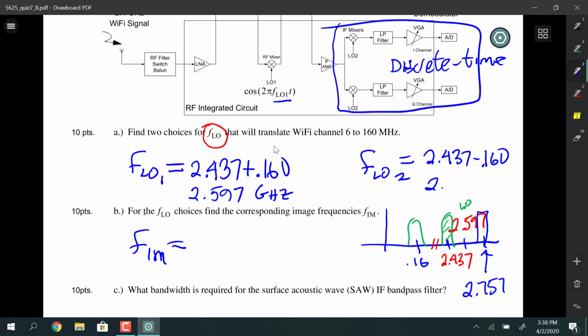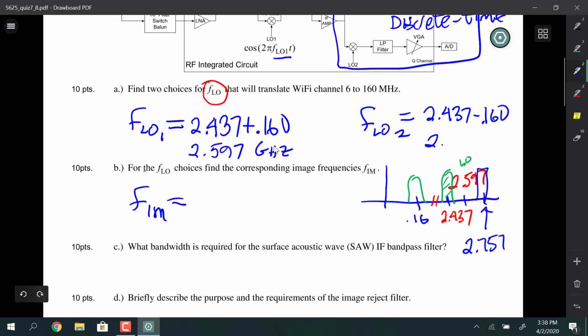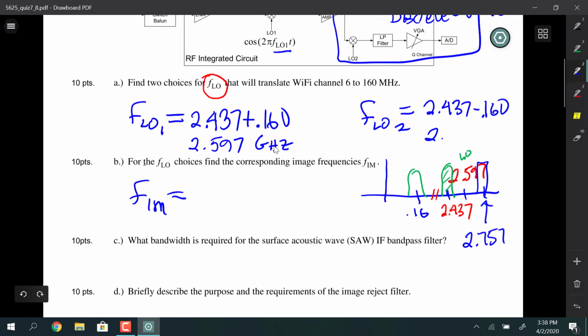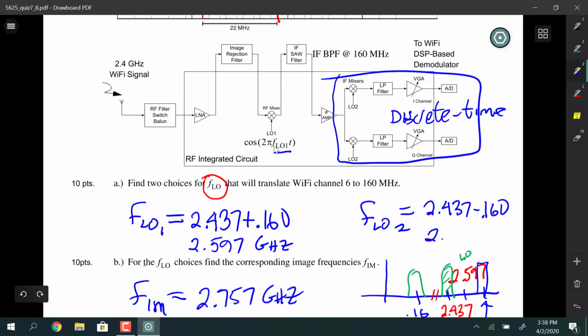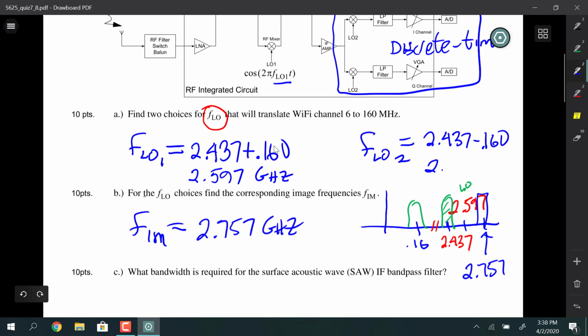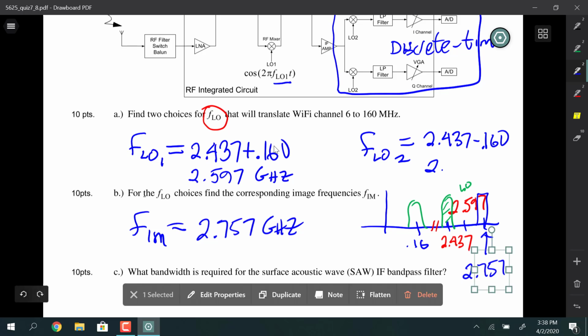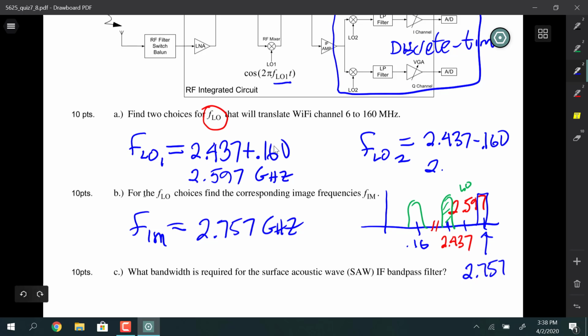So that would be our image frequency right there. And then we'd have the image frequency for the low side if we wanted to. Does everybody get that? So that would be at 2.757 gigahertz. Could also get in and down convert to 160 megahertz. Then the IF, then the image is going to be below, so I can do that.